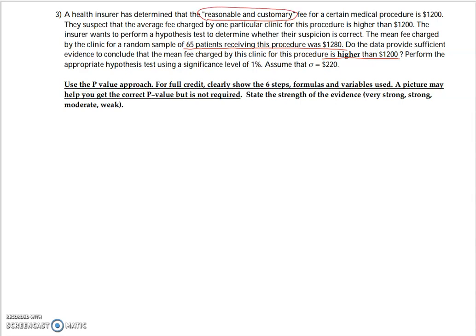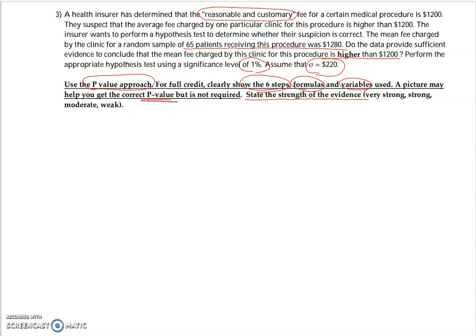Perform the appropriate hypothesis test using a significance level of 1% and assume that sigma, or the population standard deviation, is $220. And we want to do this test using the p-value approach, and make sure you show your 6 steps with your formulas and the variables. And a picture may help you get the correct p-value. At the end, state the strength of your evidence, which of course will be based on the size of your p-value.